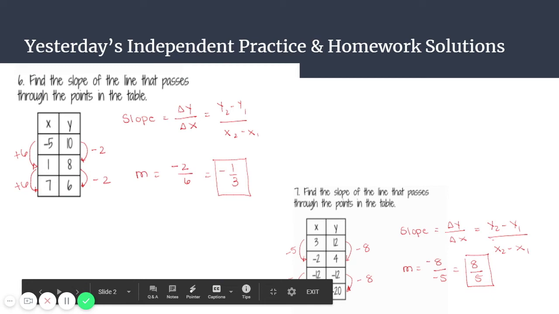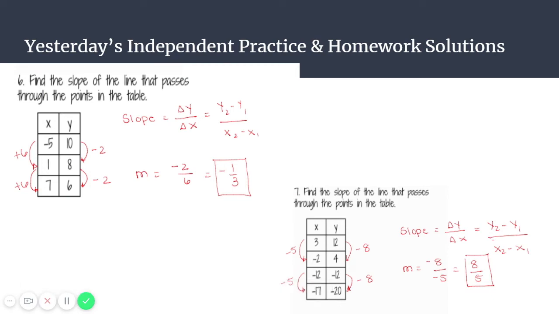Going over yesterday's homework assignment, you were to find the slope that passes through the points located on both of the tables for questions 6 and 7. For the first one, we noticed that the change in y was -2, and the change in x was +6. So we know in order to find our slope, we have to find the change in y over the change in x. That gave us -2/6.